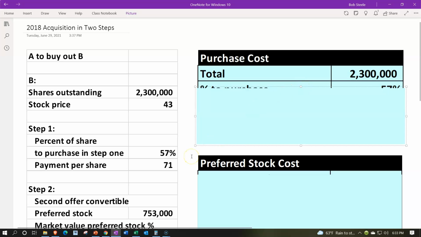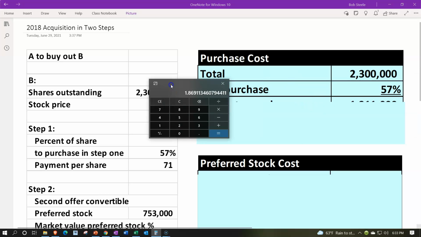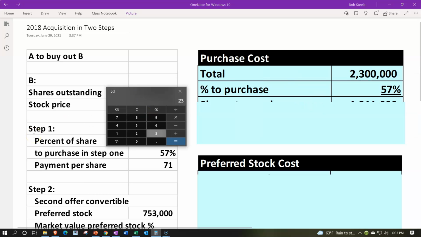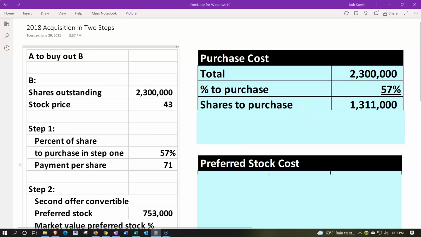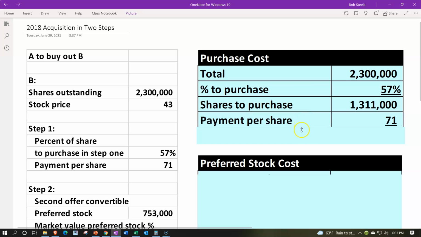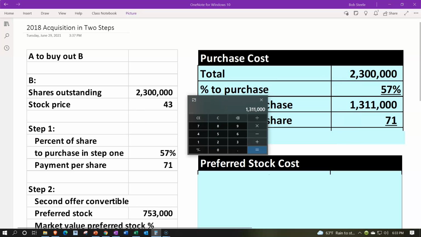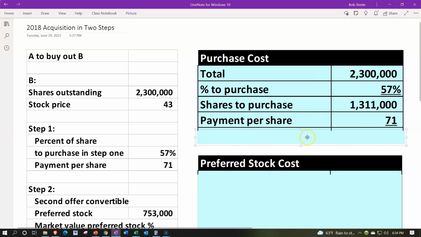In step 1, they're going to be purchasing 57%, once again anything over 51% being a controlling interest. So if there are 2,300,000 shares outstanding, and we take 57% of that, 2,300,000 times 0.57, that gives us 1,311,000 shares, and the payment is $71 per share. So we take that times the 71.